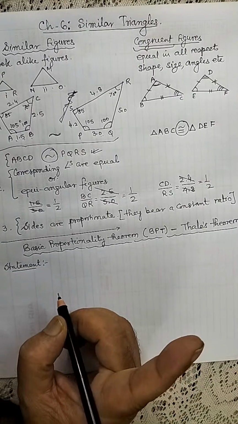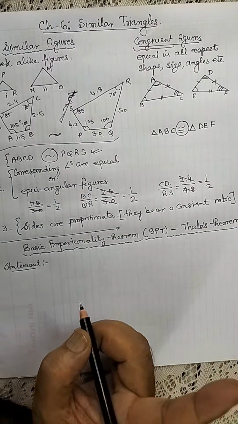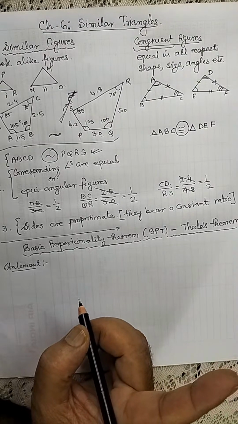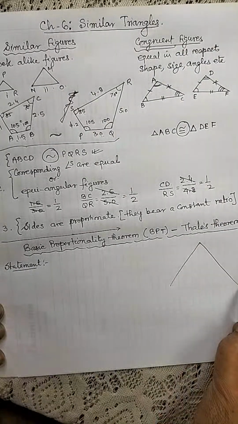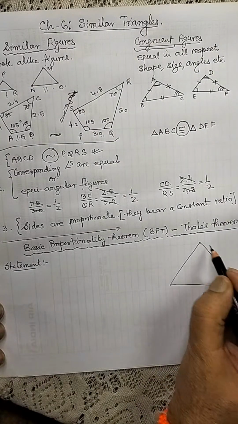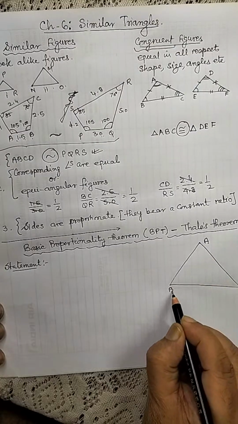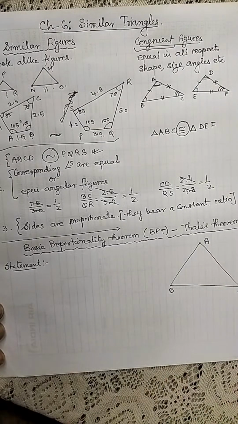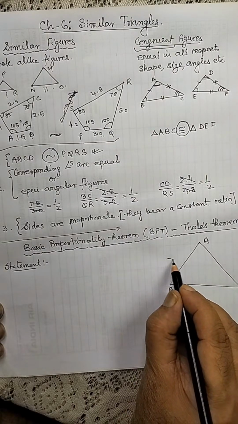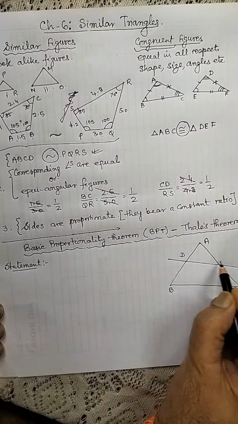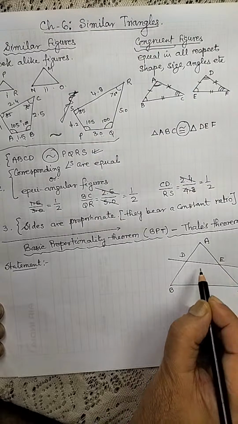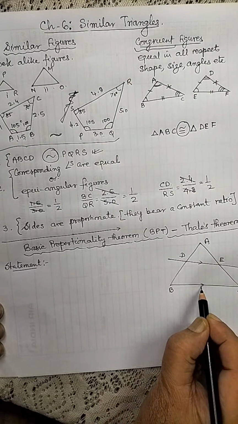A line drawn parallel to one side of a triangle. That means there is a triangle. So let us first have a triangle ABC. If a line is drawn parallel to one side of a triangle, any one side, say I have drawn this line DE, which is parallel to BC, right?